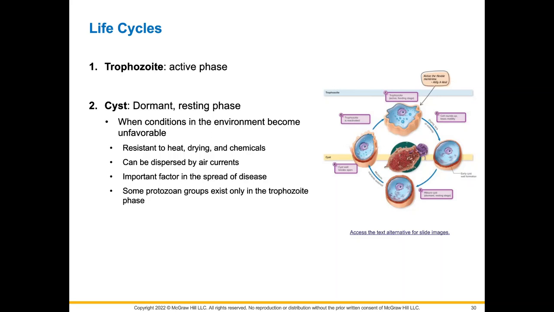And this dormant protist will be resistant to unfavorable conditions such as it being really hot or dry or certain chemicals. It can also be more easily dispersed by air currents, which would not be possible in the trophozoite phase. So that's an important factor in the spread of disease caused by these protists, is their ability to have these two different phases of activeness and dormancy that is easily spread throughout the air currents. Some protozoan groups exist only in the trophozoite phase, but many of them have both cycles.